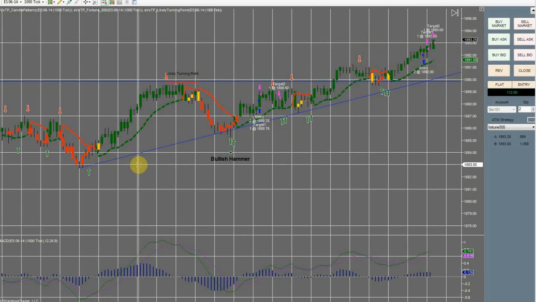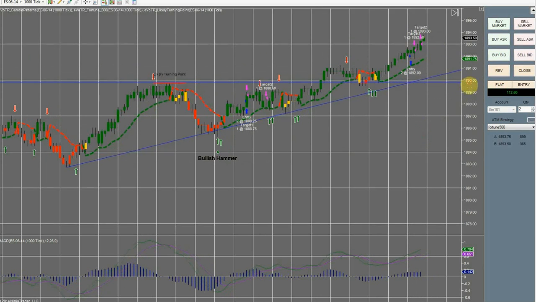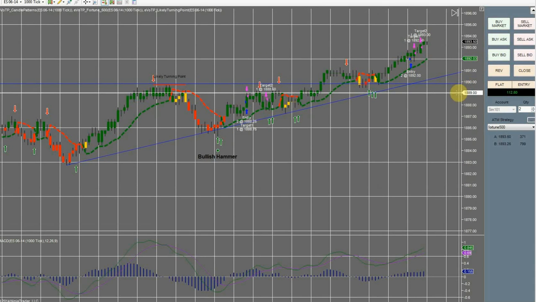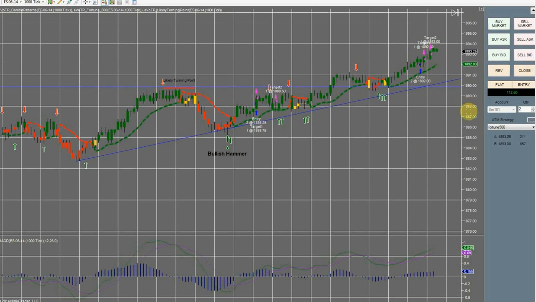Alright folks, our second target just got filled. The market shot straight up through it. And as you guys can see here, if I was trailing this stop, I'd be following the footprint right along this area here, and it would be now at this level 1892. But I've decided to use my scalping method, and with that being said, I'm going to go ahead and pause it, and I'll be back with you guys on the next setup that we get.